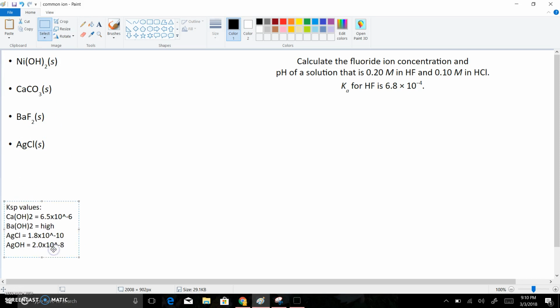So let's look at the problems on the left. What we're trying to decide is if you add in an acid, will it dissolve better? If you add in a base, will it dissolve better? Which one would it do?